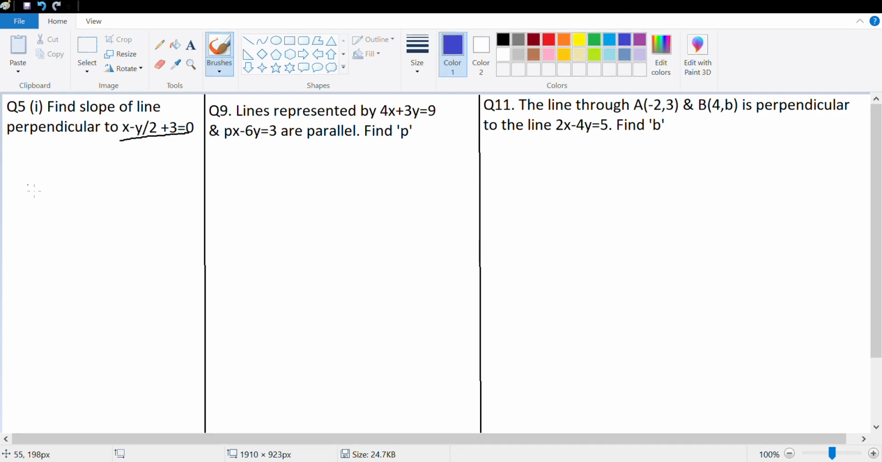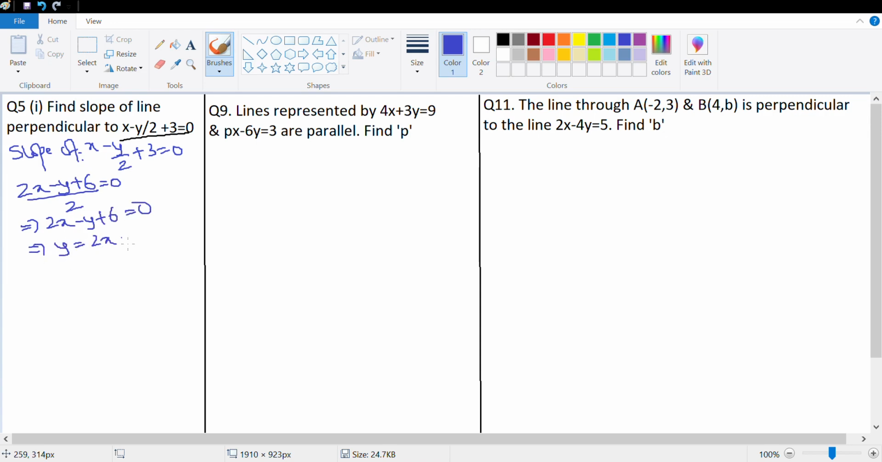Let's figure it out. So the slope of x minus y by 2 plus 3 is equal to 0. Let's find this. Right, so let's take the LCM. This will be (2x minus y plus 6) upon 2 is equal to 0, which means 2x minus y plus 6 is equal to 0, which means y is equal to 2x plus 6. Therefore, slope is equal to 2.